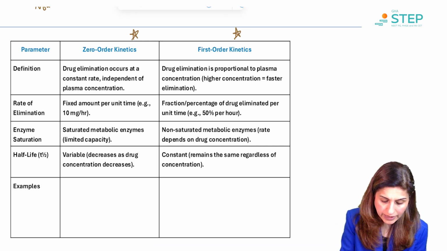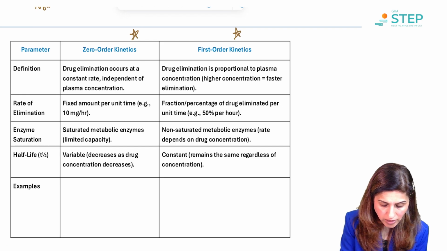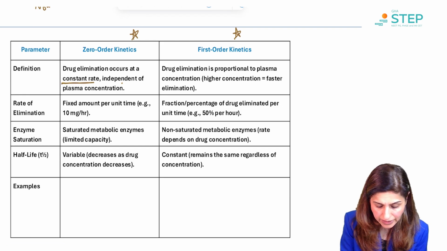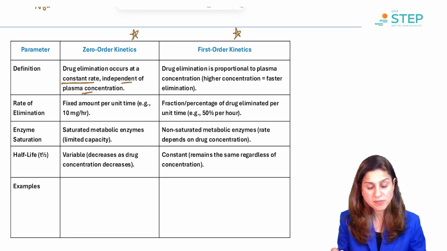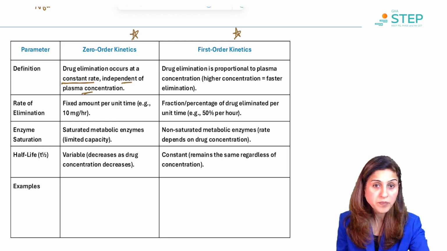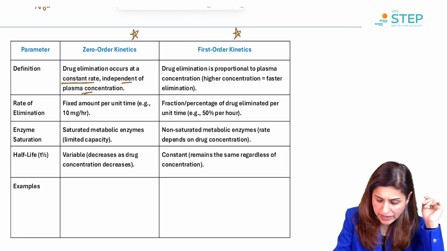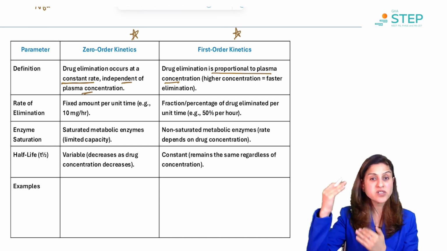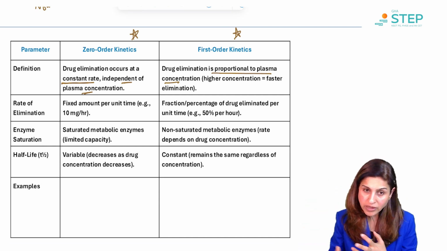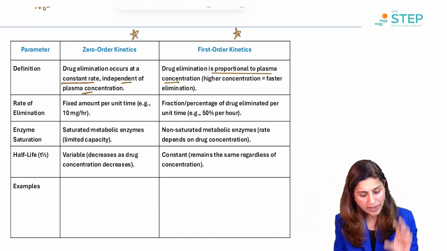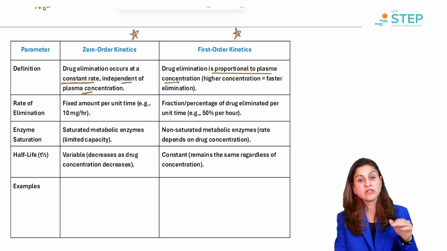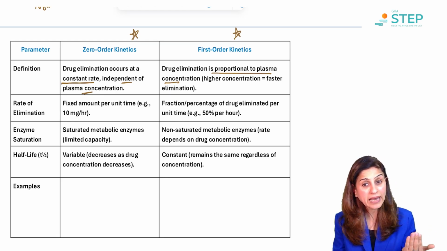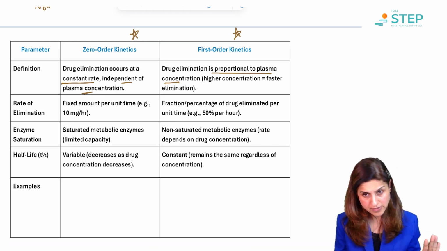So zero order kinetics means that drug elimination occurs at a constant rate, independent of the plasma concentration. That is the point here. While in first order, it is proportional to the plasma concentration. So if the plasma concentration is high, the elimination will be proportional to that. But in zero order, it doesn't bother. Even if the plasma concentration is high, it will work at its own pace, right?